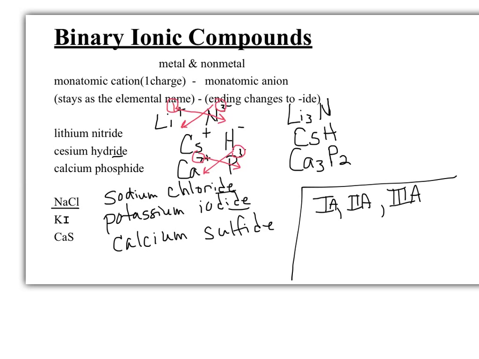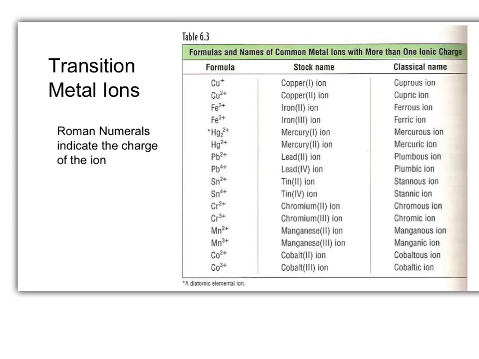Now, we will encounter some ions that have multiple charges, and where we find those is in the transition metal group. So here's a table, and I think there's a similar table probably in your book that shows you several of the elements that have multiple charges. And these are generally some really old elements. Copper. Notice copper 1 and copper 1 ion. Copper 2, the 2+ charge, becomes a copper 2 ion. Roman numerals will indicate the charge of the ion.